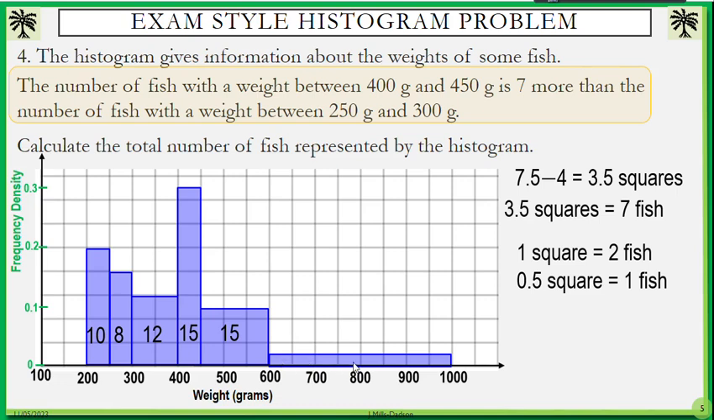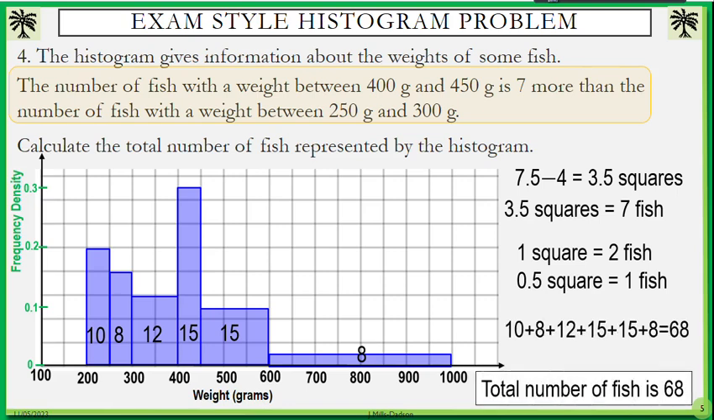1, 2, 3, 4, 5, 6, 7, 8 half squares, and half a square is 1 fish. Therefore, that is 8. Then at the end, all you need to do is add these numbers. That will give you the total number of fish. So therefore, the total number of fish is 68.